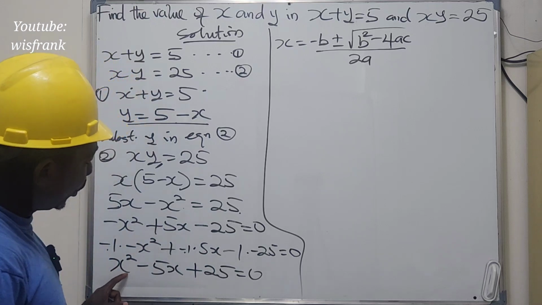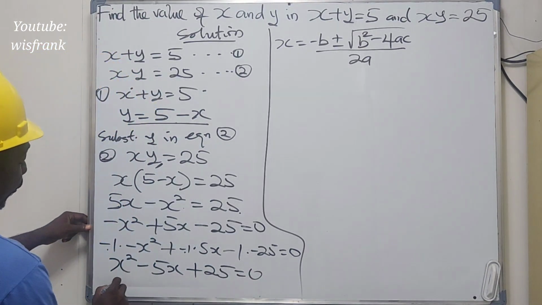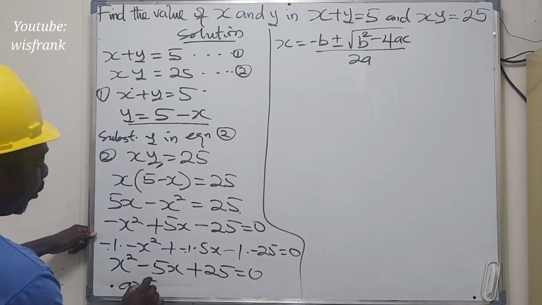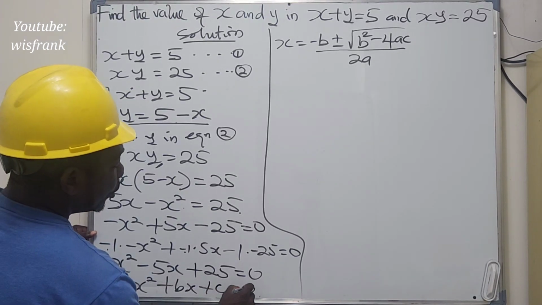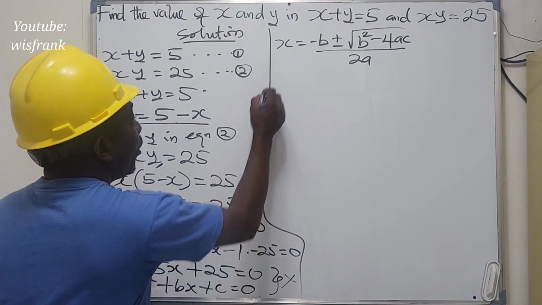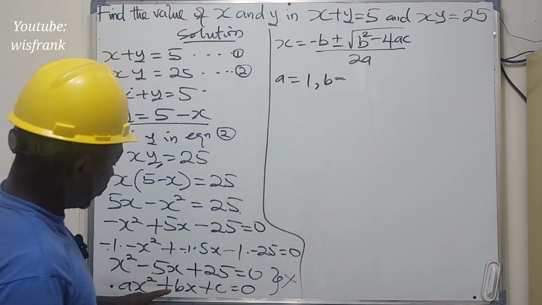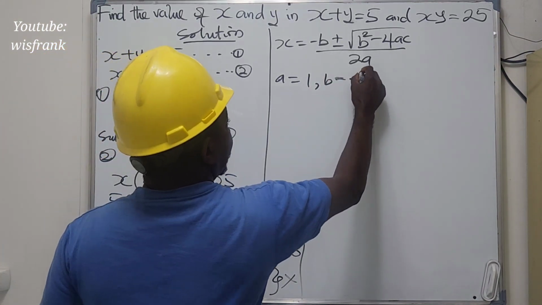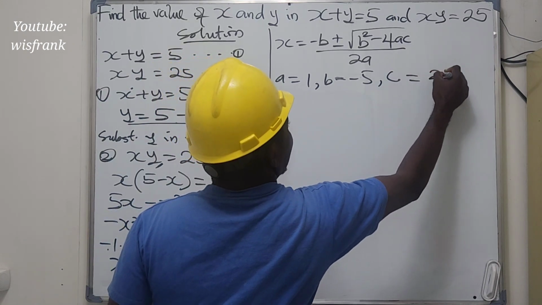From here, we need to compare this equation with the quadratic equation in the form ax to the power of 2 plus bx plus c equals 0. Comparing these two equations, we have that our value of a equals 1, our value of b equals minus 5, then we have a value of c as 25.